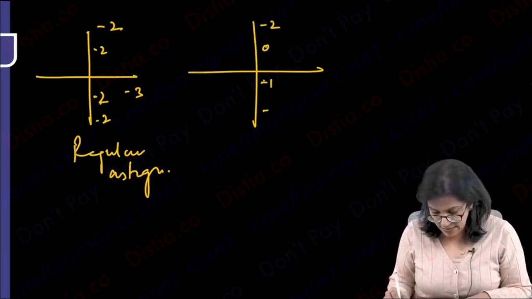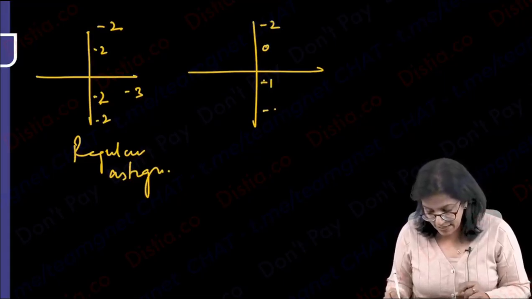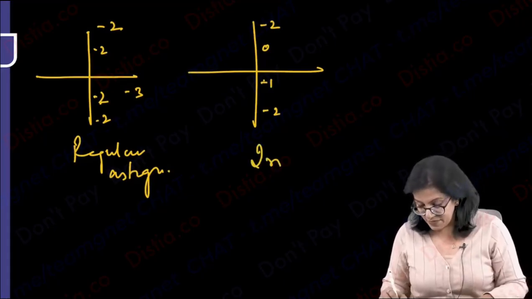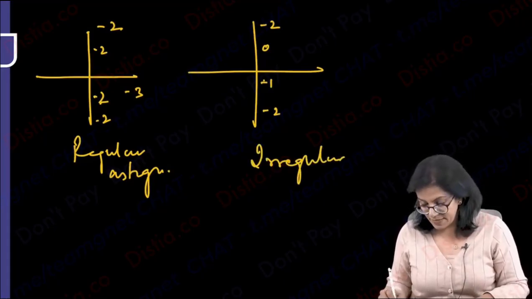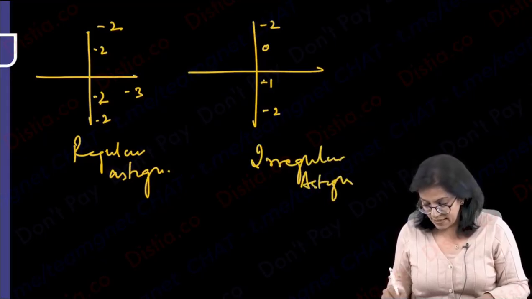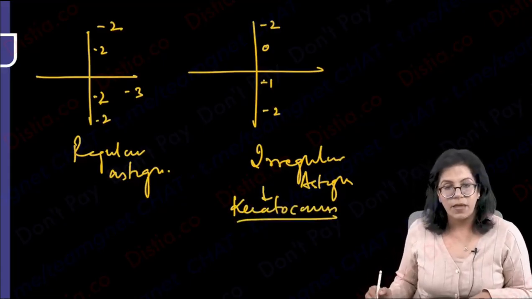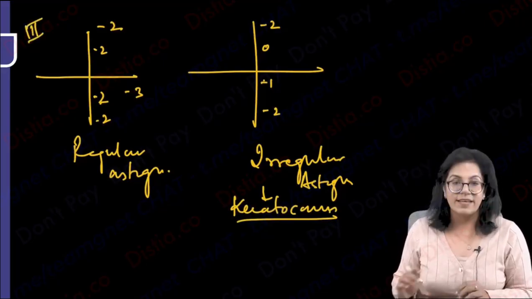Now this is what is irregular astigmatism. Even in the single axis there is a variation. Where do you learn irregular astigmatism? We will answer, we learn it in keratoconus. Okay, so this was the third way of classifying: regular, irregular.